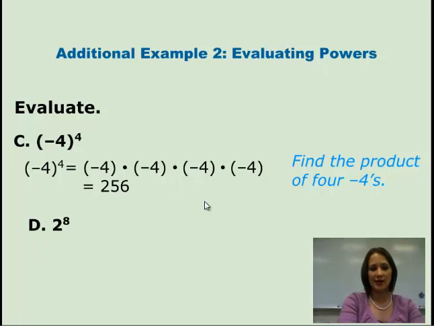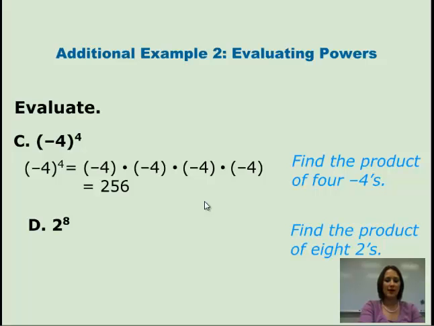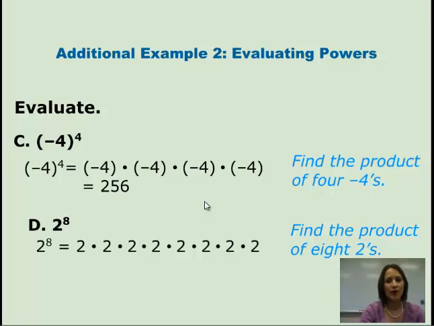D is 2 to the 8th power. Go ahead and evaluate that one. Find the product of 8 2's. 2 times 2 times 2 times 2 times 2 times 2 times 2 times 2. You have to remember to go 2 at a time because otherwise you're adding.